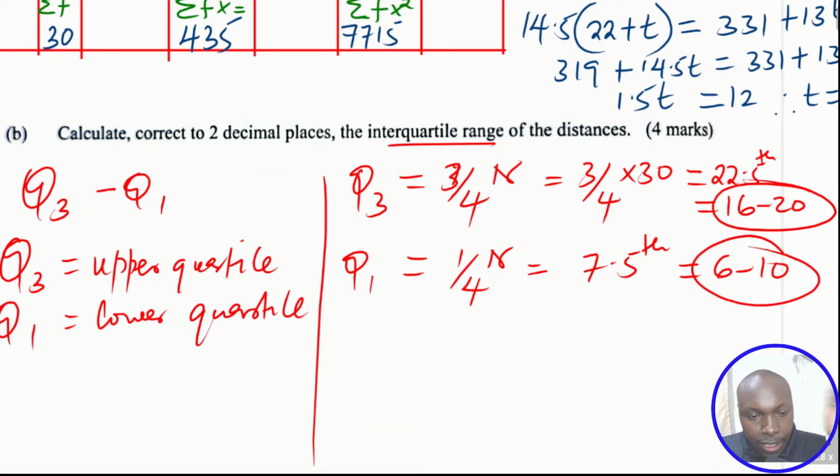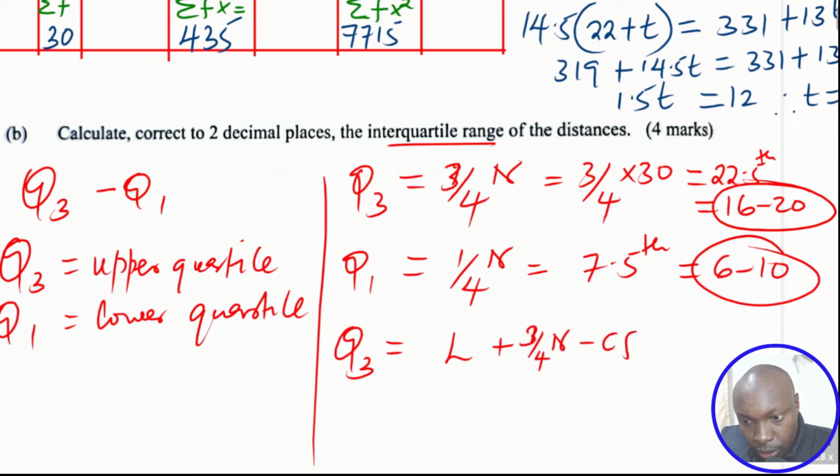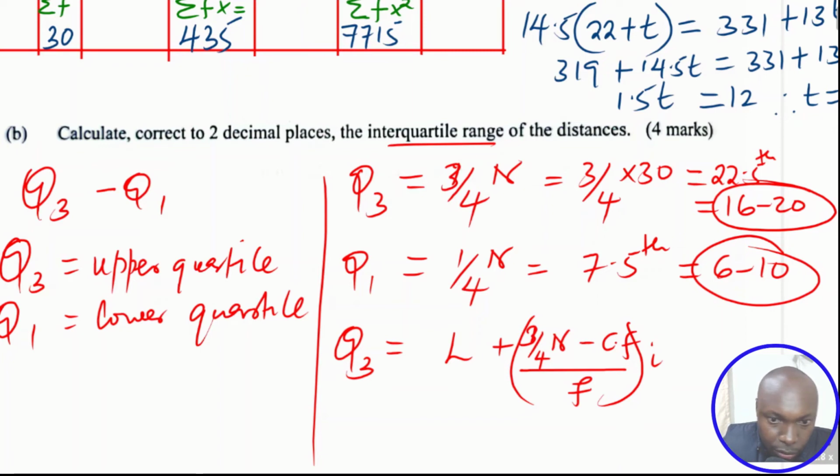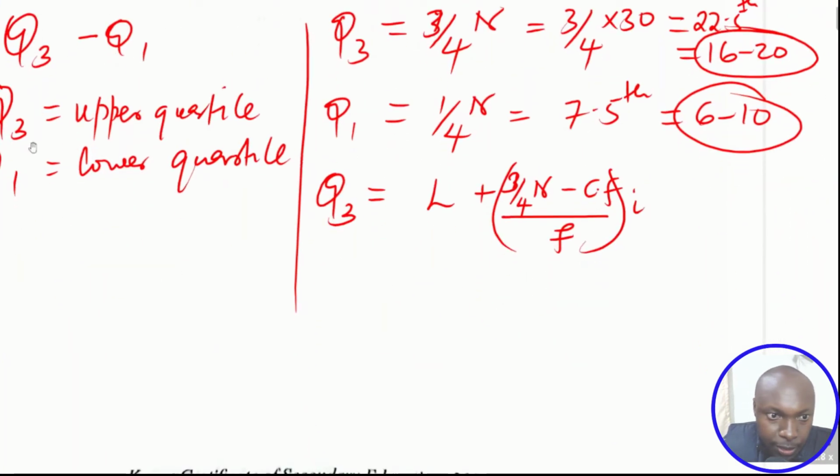So after getting that, to get Q3 we simply use the formula that we use to calculate the median of grouped data. So for Q3, we get the lower class limit of that class, then add 3/4 n minus CF, divided by frequency, then multiply by I, which is the class size. Let me go step by step explaining what we mean by these.